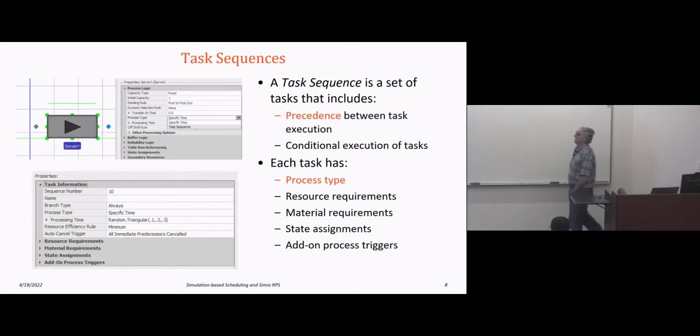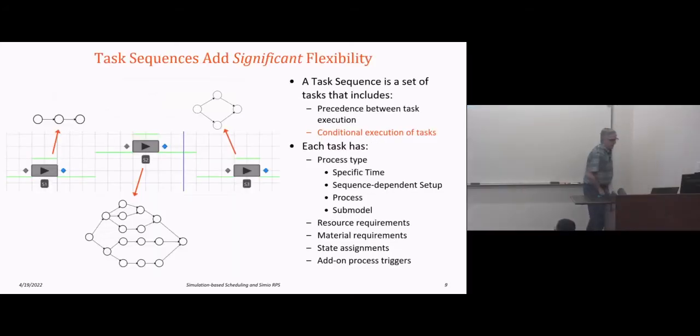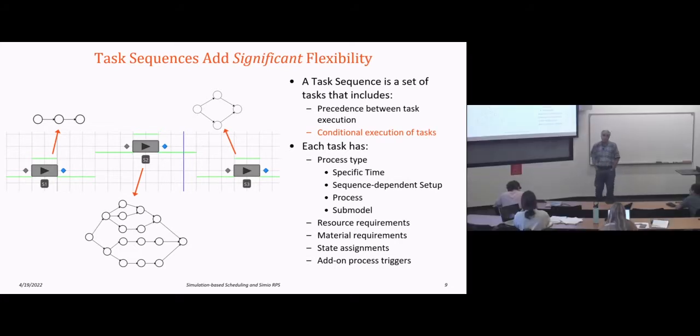Then we jumped in and talked about task sequences quite a bit. The idea of a task sequence is, it's a set of tasks where we can implement precedence. We can have conditional execution. Associated with each task, we have a process type. So we can either have a specific time, or we can call a process, or we can have a submodel, we can have a sequence-dependent changeover. We also have sets of resource requirements, material requirements, state assignments, and add-on process triggers associated with each task. And these tasks can be represented using a network representation, and it's extremely flexible.